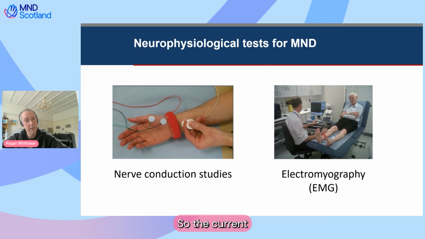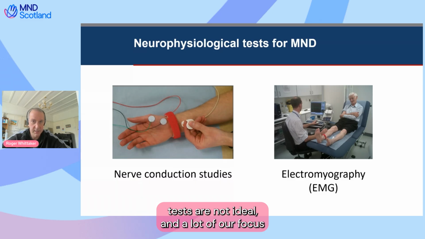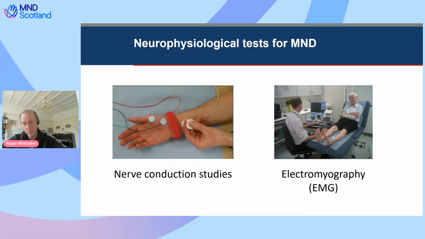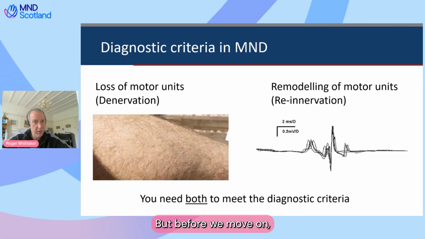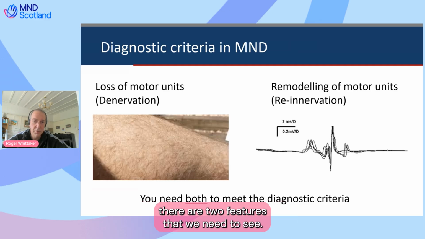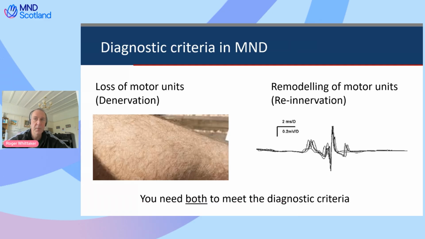So the current tests are not ideal. And a lot of our focus is on trying to develop better ways to make the diagnosis. But before we move on, just thinking a little bit more about what we're looking for in the neurophysiological testing, there are 2 features that we need to see.